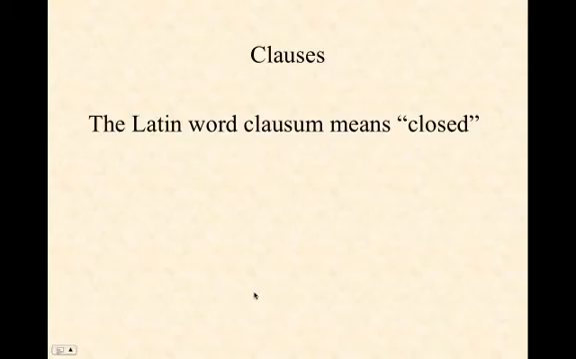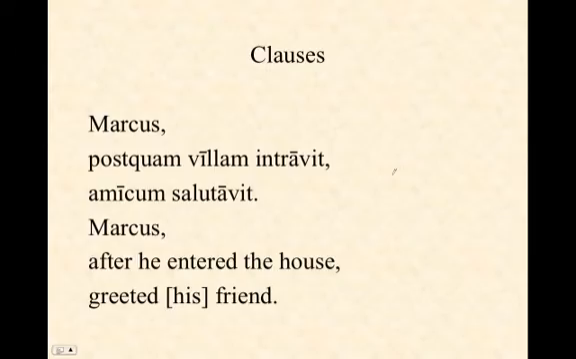This tutorial will be an overview of the concept of clauses in Latin. The Latin word clausum, from which we get the word clause, means closed. And that's an important thing to keep in mind about how a clause works in Latin, or in any language for that matter. Let's take a look at an example.